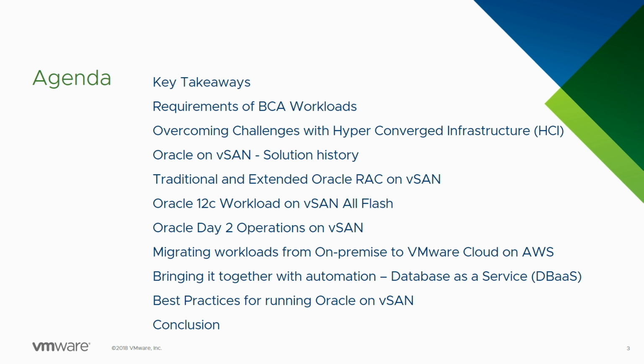So what are the requirements of the BCA workloads? How do we overcome them with our VMware HCI solution? I'll go a bit into the Oracle on vSAN solution history. I'll talk a bit of Oracle and extended Oracle RAC on vSAN. I want to talk a bit about workload performance characteristics on vSAN all flash. I'll talk a bit about day 2 operations as well. I'm going to then round it up with migrating the Oracle workloads from on-prem to the cloud. So you guys have heard of VMware Cloud on AWS, which was released last year. And a bit about database as a service, some best practices, conclude, I'm going to take questions after that.